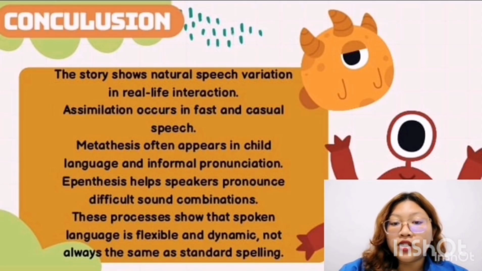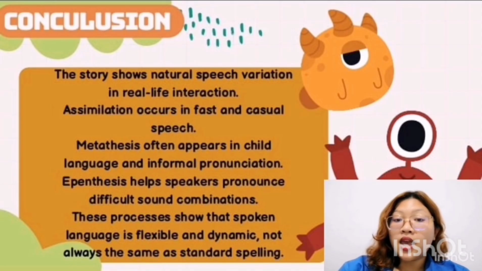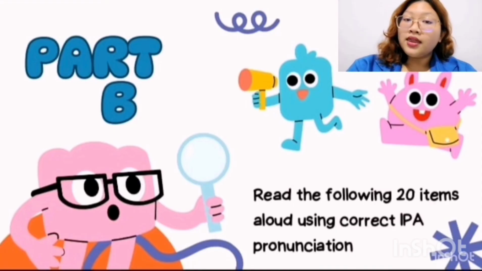In real life interactions, assimilation occurs in fast and casual speech. Metathesis often appears in child language and informal pronunciations. Epenthesis helps speakers pronounce difficult sound combinations. This process shows that spoken language is flexible and dynamic, not always the same as standard spelling.